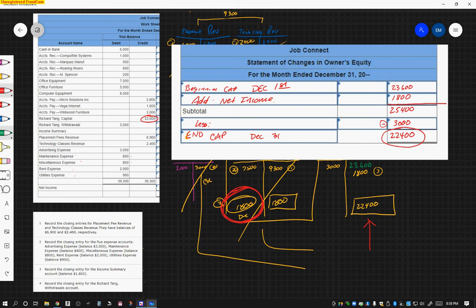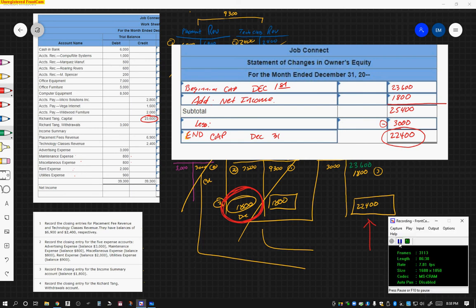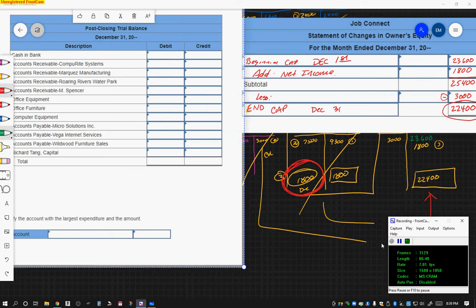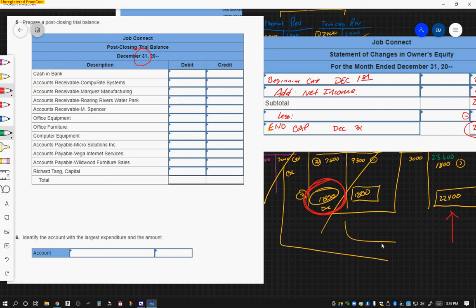And I'm going to pause the recording right here for a second. Okay, very quickly, let's do our post-closing trial balance. The number that we've gleaned from the statement of changes in owner's equity is going to be very key for this. So the capital balance, December 31st, is going to be this $22,400. That was our ending capital balance.